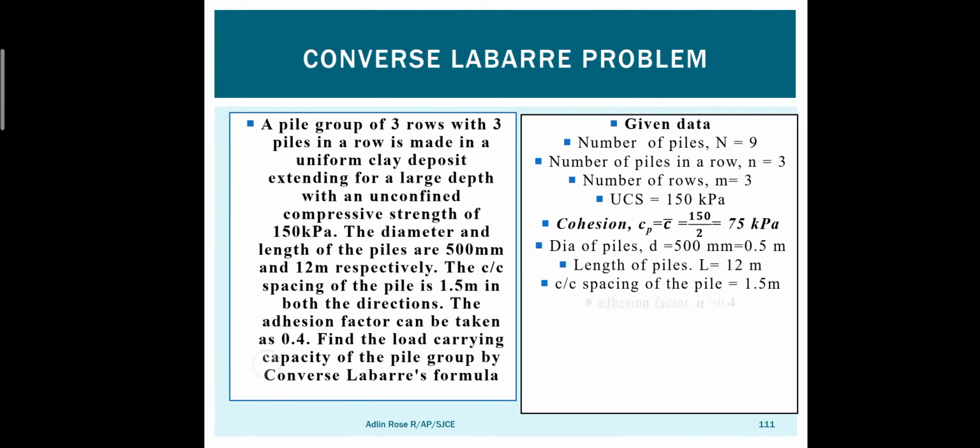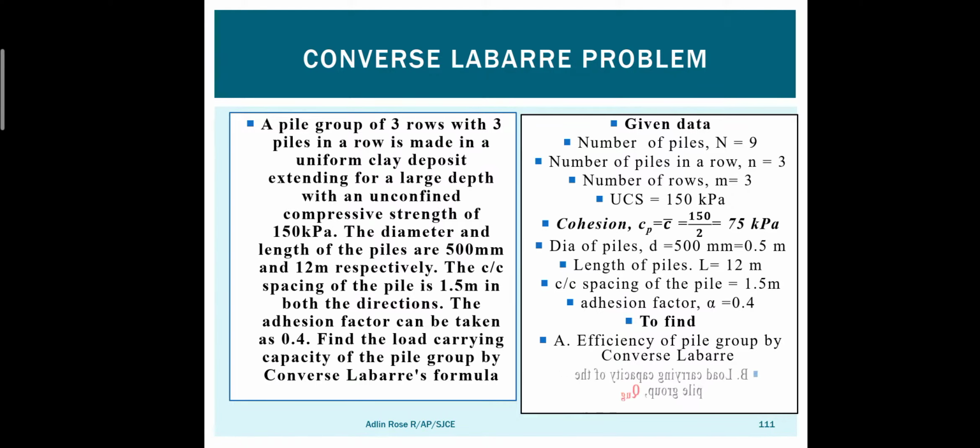The adhesion factor can be taken as 0.4. Adhesion factor is represented as alpha. Alpha is equal to 0.4. Find the load carrying capacity and efficiency of the pile group. First we find the efficiency of the pile group, eta G. Then we find the load carrying capacity of the pile group, QUG.